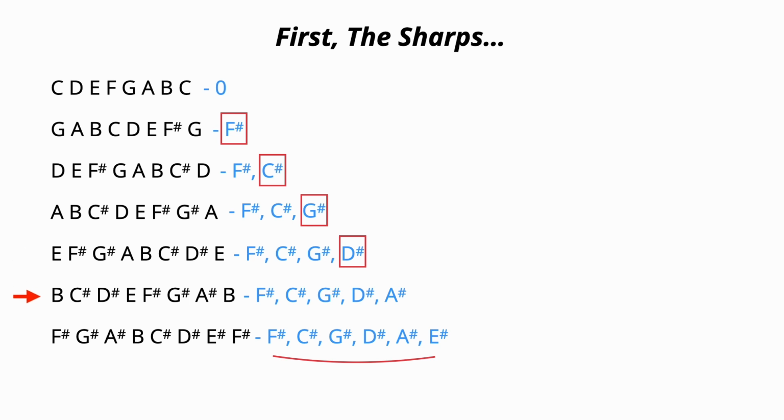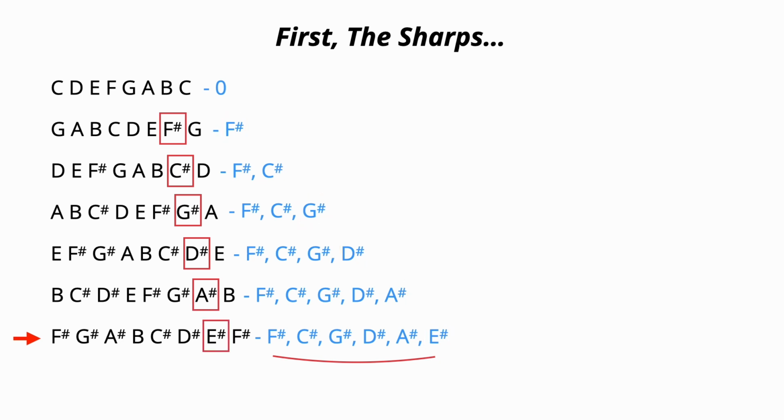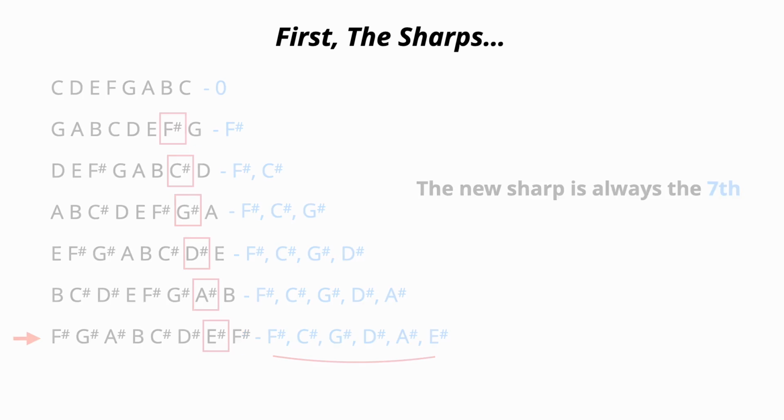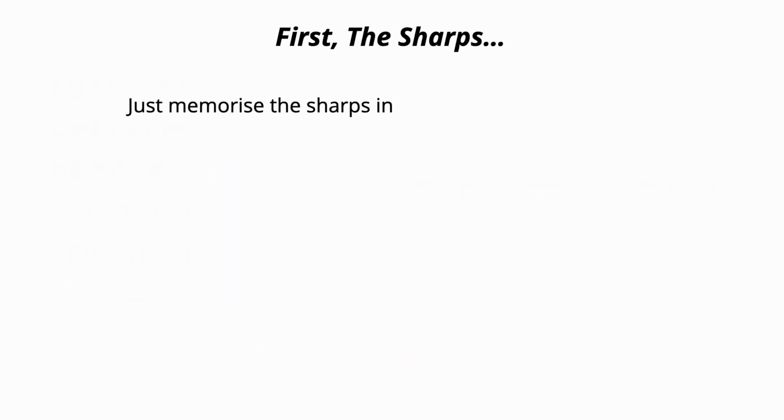In the key of B, our newest sharp is A sharp, which is the 7th note of the scale. And in the key of F sharp, our newest sharp is E sharp, which again is the 7th note of the scale. So when using this pattern, the new sharp, which is the last sharp in our sequence, is always the 7th of the scale. So here's a great idea. If we just memorize the sharps in order and then stop on the 7th, we will always be able to find our scale. Here's an example.